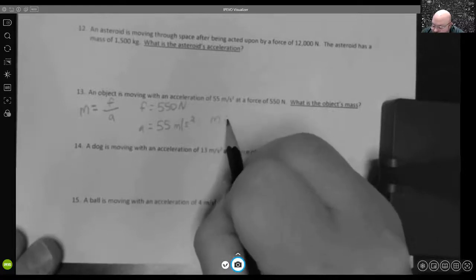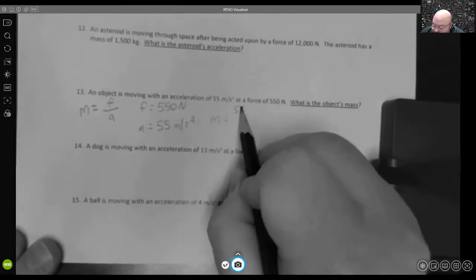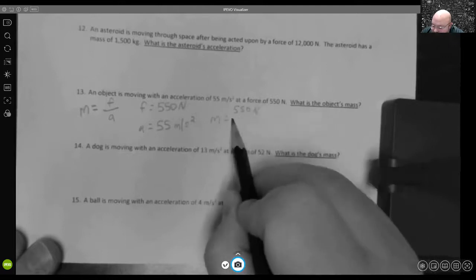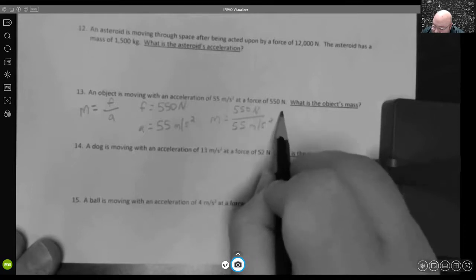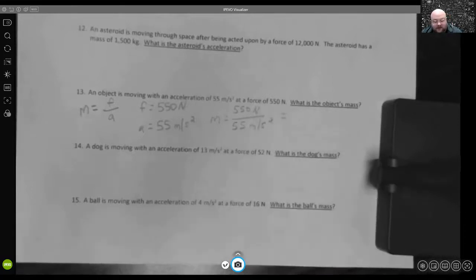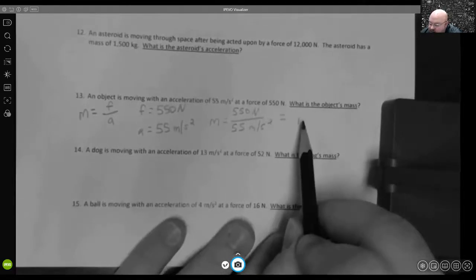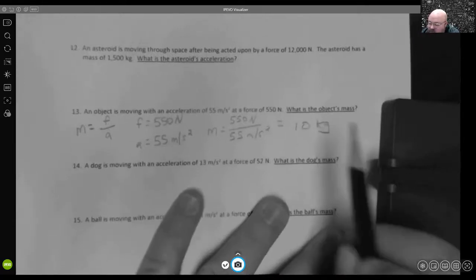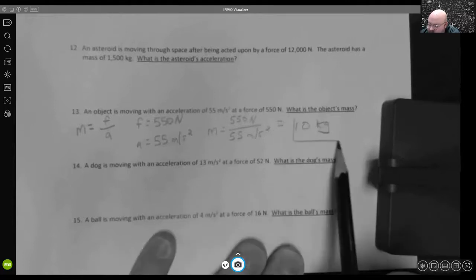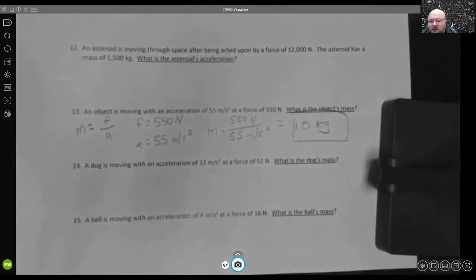M equals 550 newtons divided by 55 meters per second squared. And when you take 550 divided by 55, that comes out to be 10. And we're doing mass, so it's 10 kilograms. Okay. So that is how you calculate force. That is how you find acceleration using force, and that is how you find mass using force.